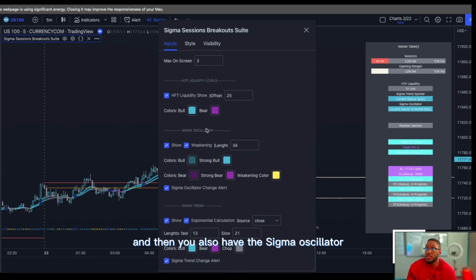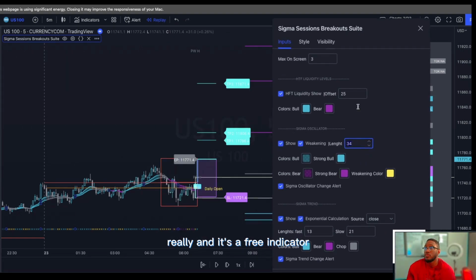And then you also have the Sigma oscillator, we went over that. You can change the length. The higher it is, the smoother it's going to become. The lower it is, the faster the oscillator is going to give you signals or confirmations, really. And it's a free indicator that you guys have access to as well on our TradingView profile, the Sigma oscillator.